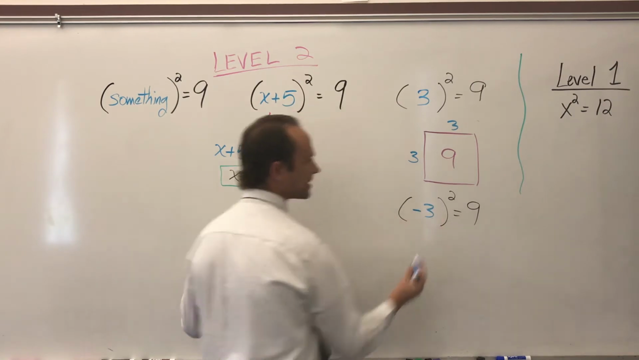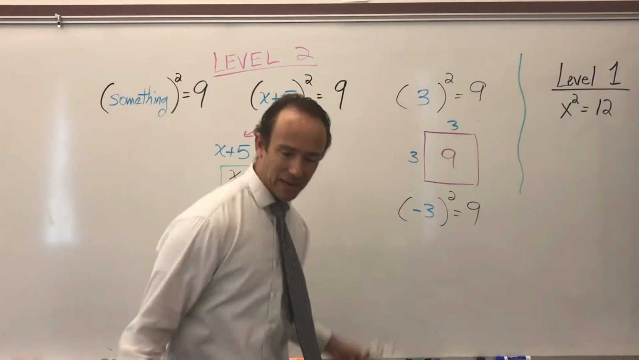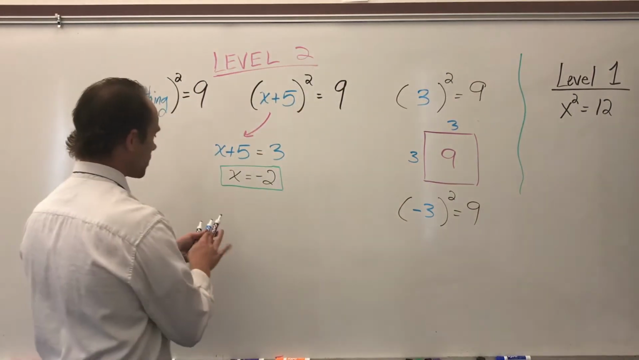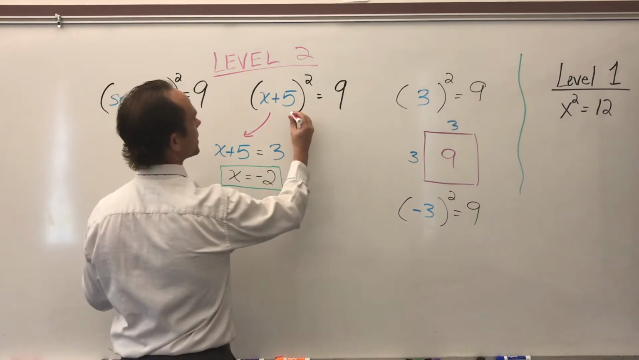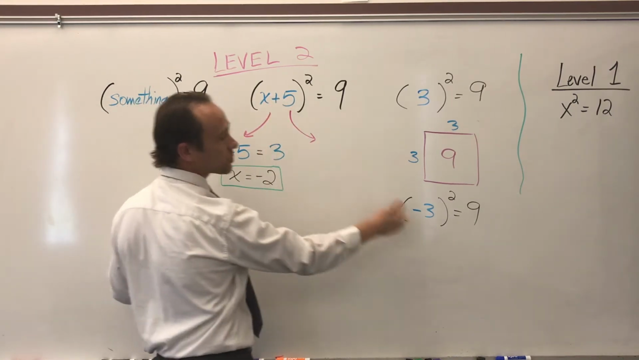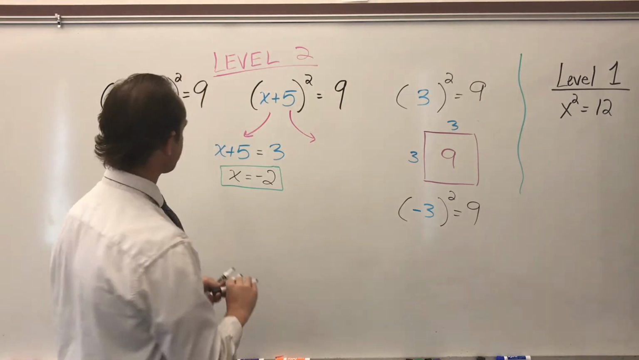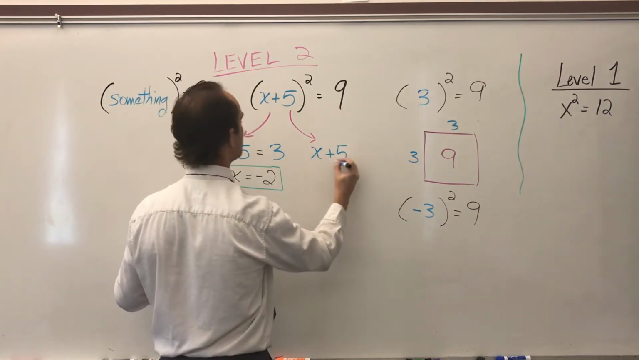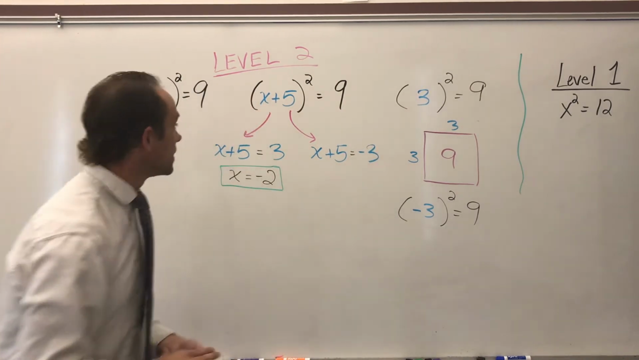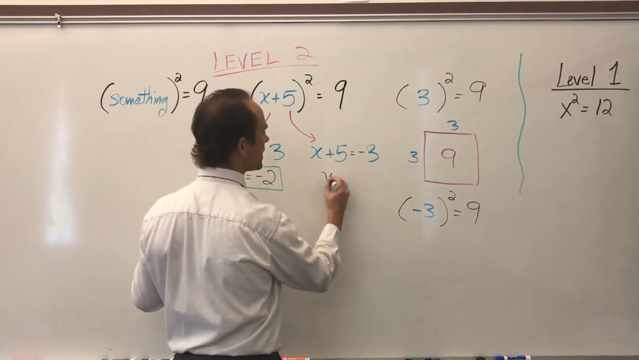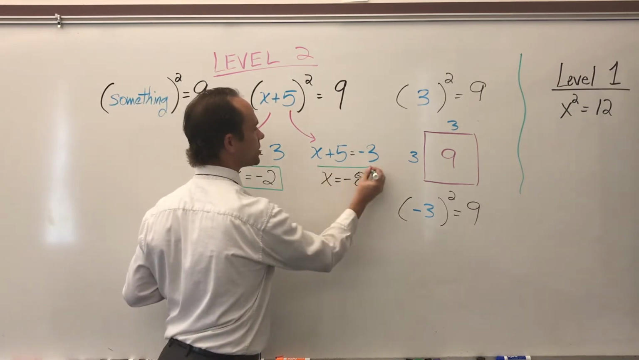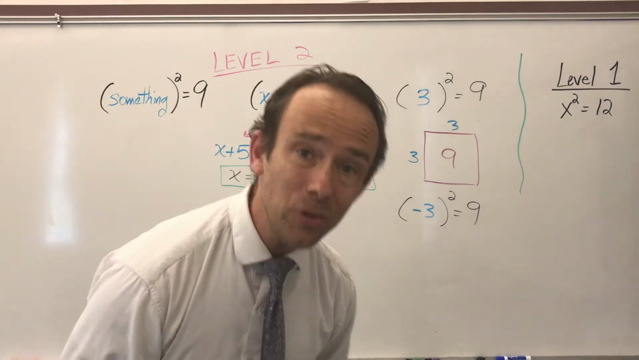times negative 3. That's tripping people out who are talking about distances, because we don't have negative distances, but we do have negative numbers. And so what we've got now is this other option where x plus 5, the something squared, could equal negative 3. So we're going to go x plus 5 equals negative 3. Now you subtract 5 from both sides, and you get x is equal to negative 8. There's our 2 solutions. Very, very beautiful.